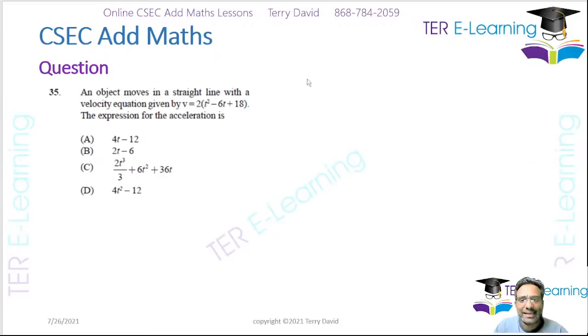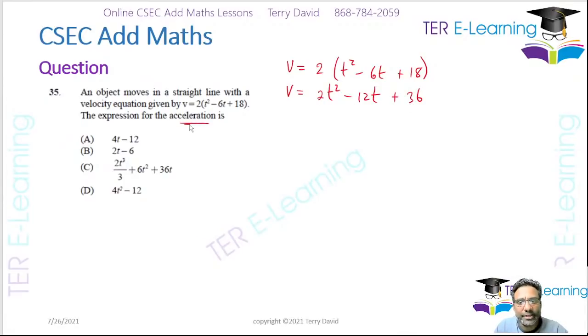Question 35 now. They said an object moving in a straight line with a velocity given by this. What is the expression for the acceleration? So we have v is equal to 2 multiplied by (t squared minus 6t plus 18). So therefore v is equal to 2t squared minus 12t plus 36. You want acceleration. Acceleration is actually dv/dt. So dv/dt is equal to 4t minus 12. No, sorry, did I make a mistake? 14 minus 12? Yeah, so that's 8.